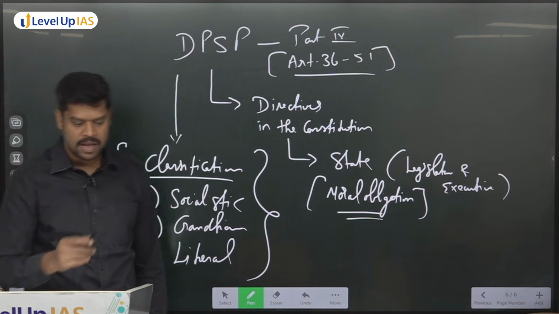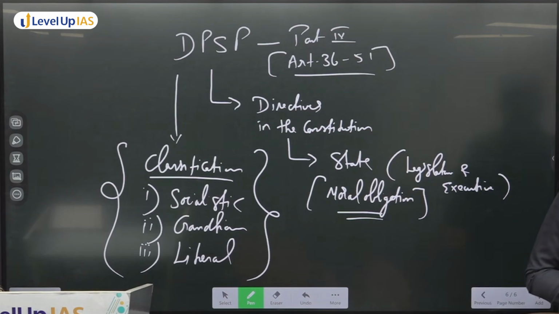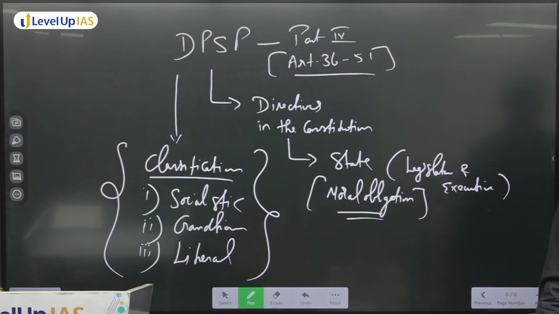Okay. So what is the next thing? Free and compulsory education, that is no longer part of the directive principles of state. It's a fundamental right under Article 21A.